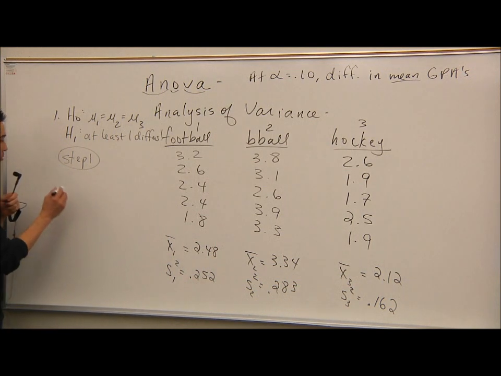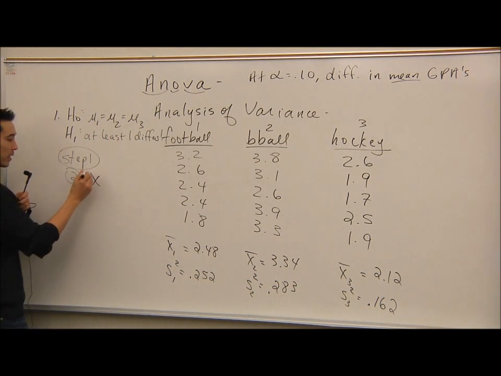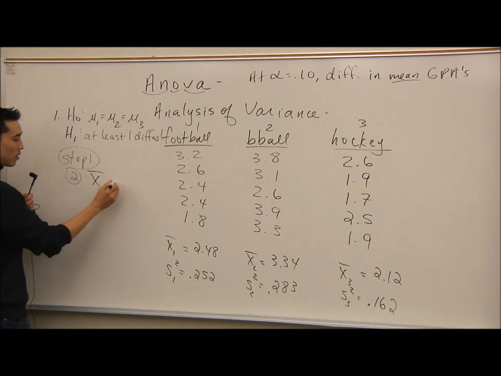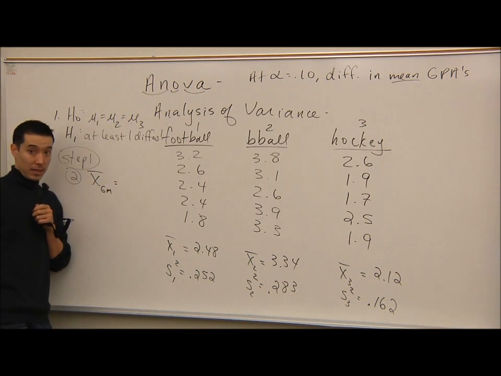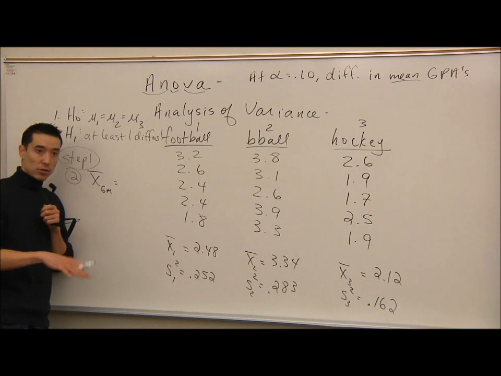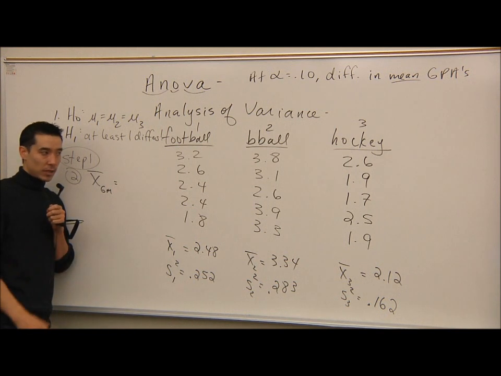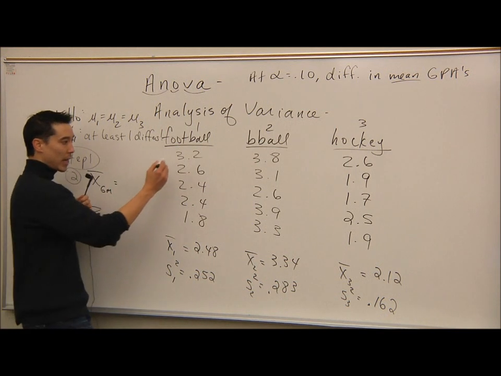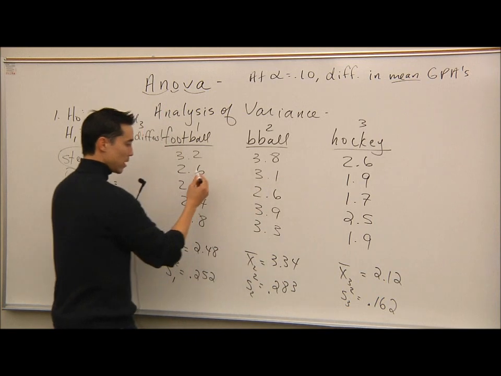Okay, step two, we have what's called the grand mean, x bar GM, and that stands for grand mean. Okay? And the grand mean, what you do is you pretend that all of these three samples are just one big sample. Okay? And find the mean of that big sample, if we pretended all of that was just one huge sample.